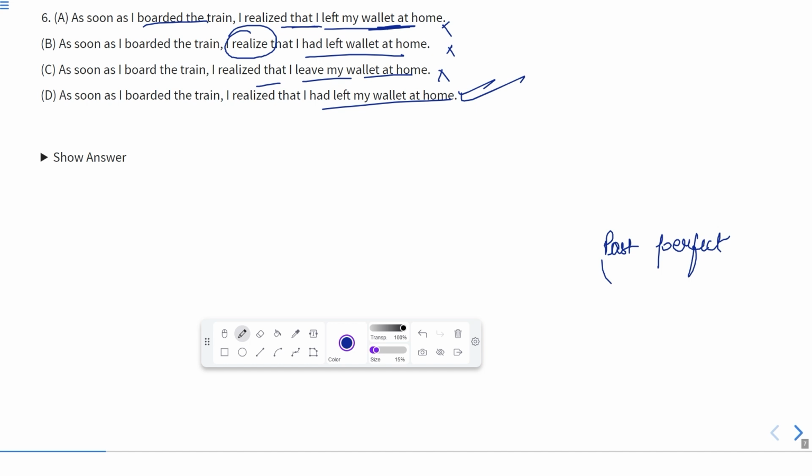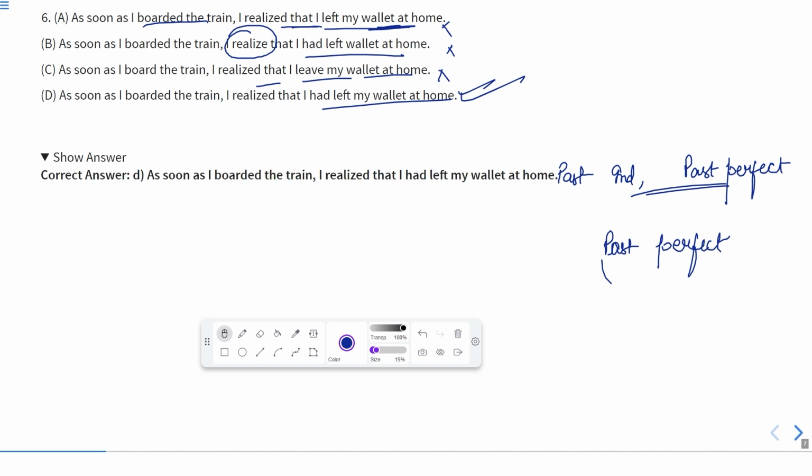We are talking about past, which is written over here. As soon as I boarded the train, this is also in past. The another clause, I realized that I had left my wallet at home. So all the parts of this sentence are correct. Also, we are having the first clause in past indefinite, whereas the remaining clause in past perfect, because that shows the previous past. Okay, so according to grammar, each and every part of the last sentence, that is D sentence, is grammatically correct. Therefore, D is the correct answer.